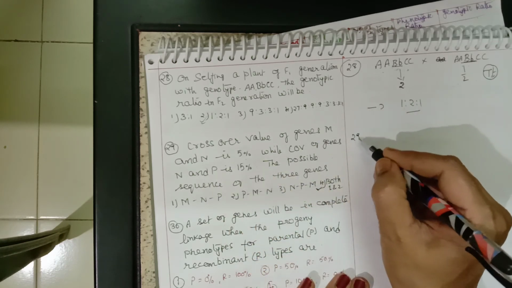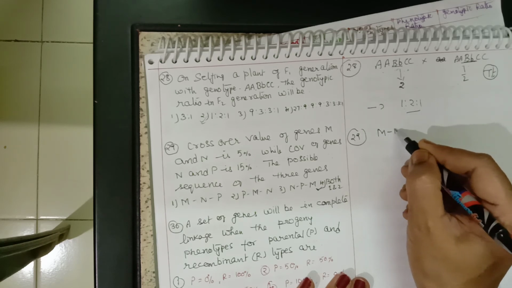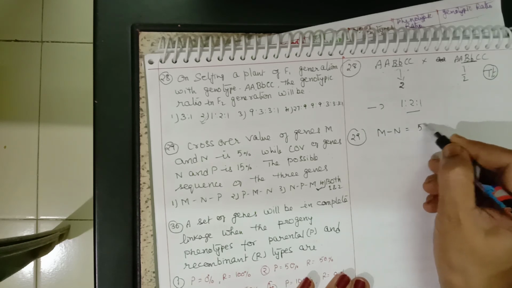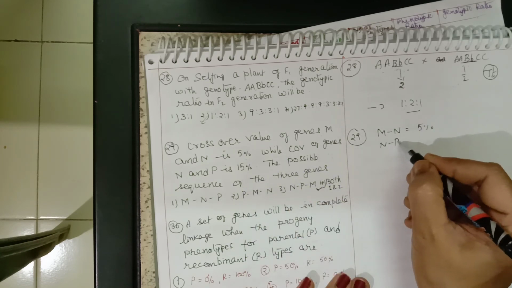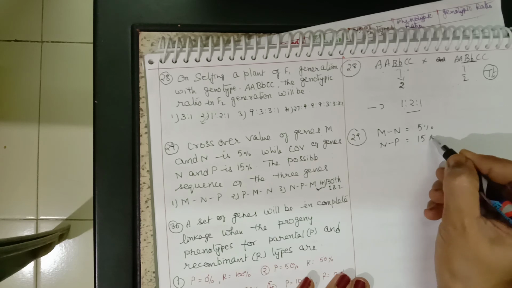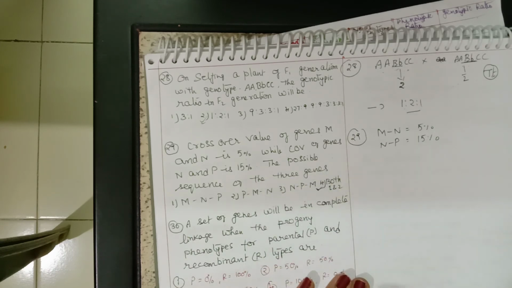Next question. The crossover value of genes M and N. Crossover value means the same as percent of recombination. Crossover value of M and N is given as 5%. Crossover between N and P is given as 15%. What is the possible sequence of the three genes?